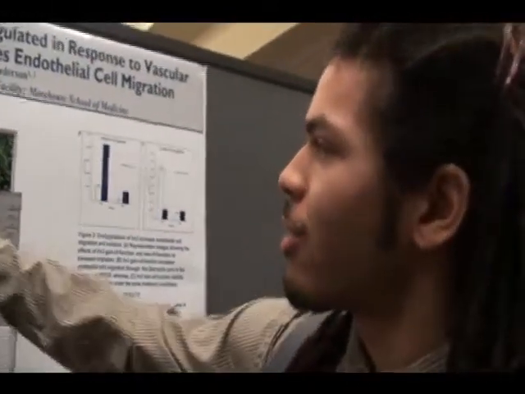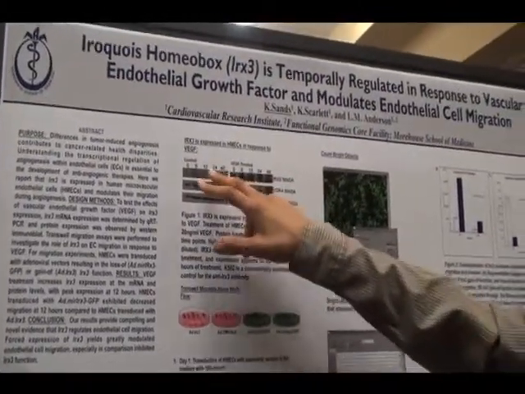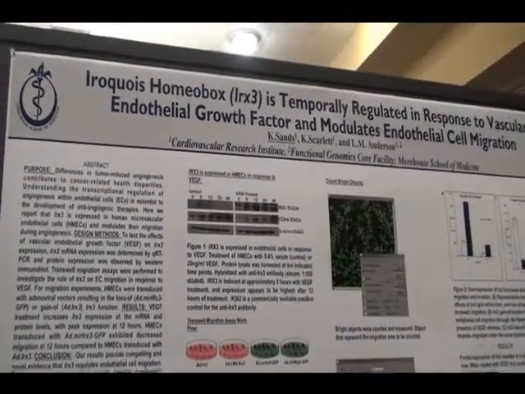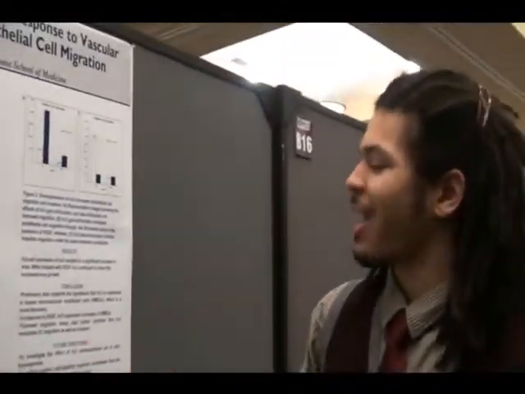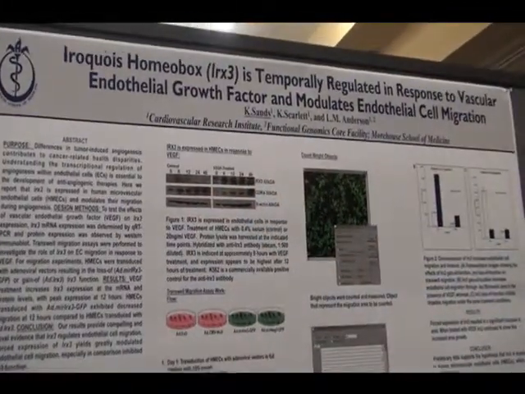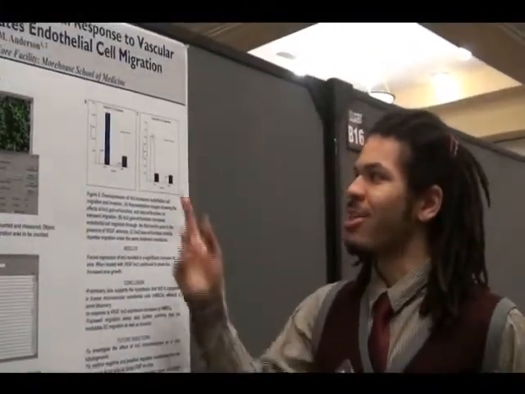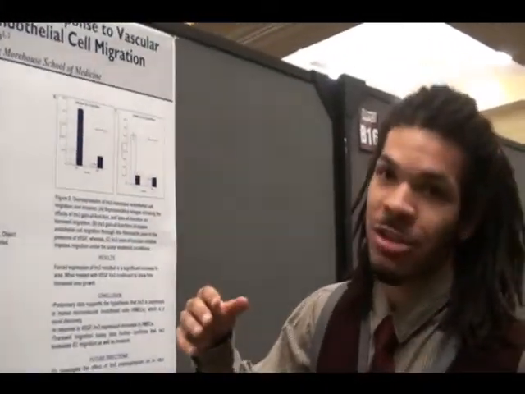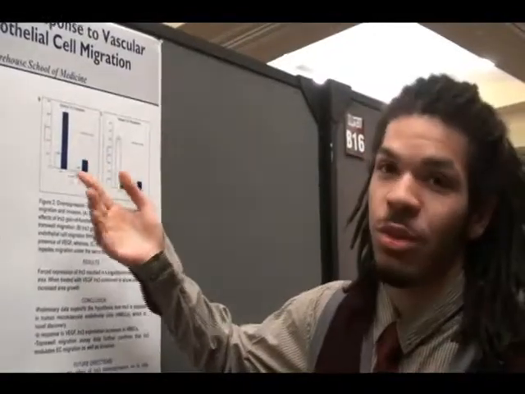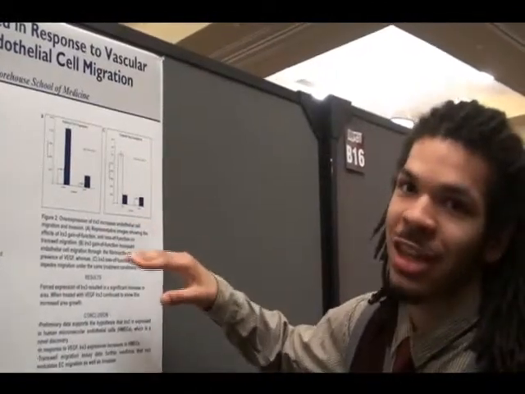We've already shown that it is expressed in human endothelial cells, right here where we have our control and our VEGF treated, and we see the expression of IRX3 under VEGF. And we've also shown that, as I said, VEGF increases the expression over the control. And we also see through the transmigration assay, when VEGF is placed with a forced expression of IRX3, there's tremendous cell migration compared to the knockdown, non-functioning IRX3.